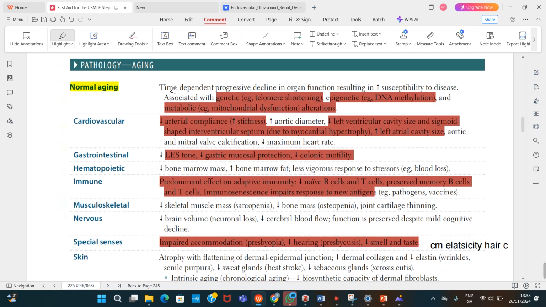Normal aging. This is just a time-dependent progressive decline in organ function. With age, everything will start getting weak. And what are the three molecular changes that are responsible for aging? The first one is genetic, which is what? Telomere shortening. We have talked about that. With each replication, you are having shortening of the telomere. That's the way it should be naturally.